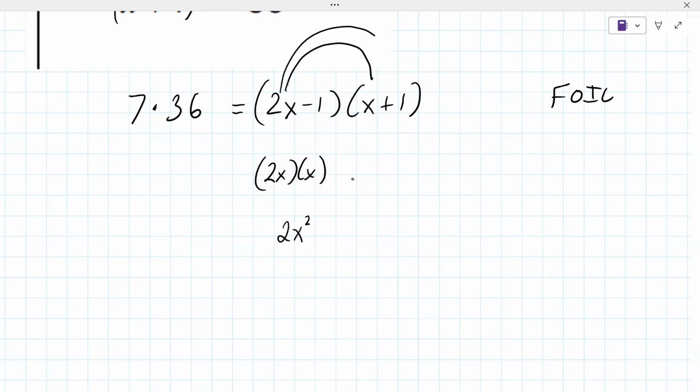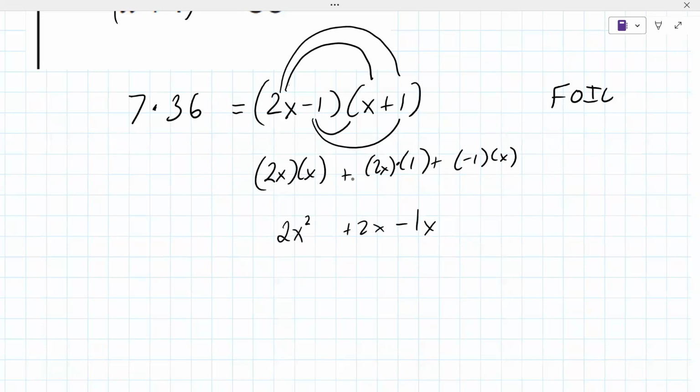Now we're going to do the 2x times 1. Will that be 3x? You keep wanting to add. You're multiplying here. Whenever you multiply, multiply. That would be 2x. Sorry, I misheard you. There's a plus in between. Now it's -1 times x. What does that become? That would be negative 1x. Very good.